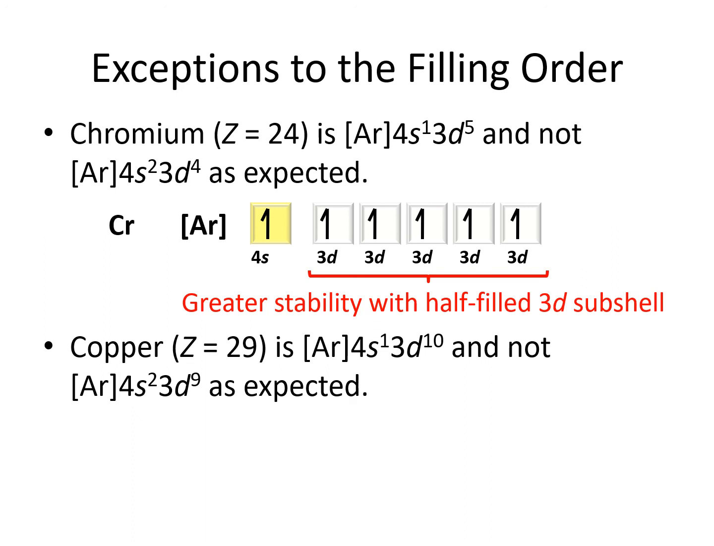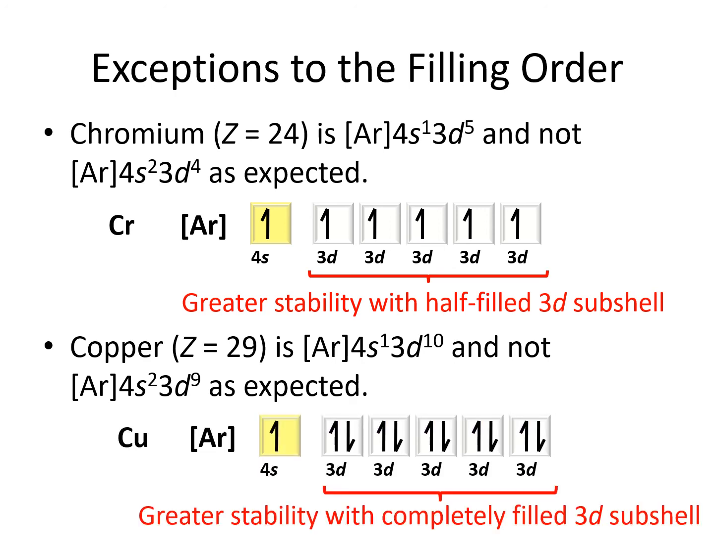Similarly, we would expect the electron configuration of copper to be argon core 4s2 3d9, but it's actually argon core 4s1 3d10. We use a similar rationalization. Having a completely filled 3d subshell is more stable and therefore more energetically favorable.